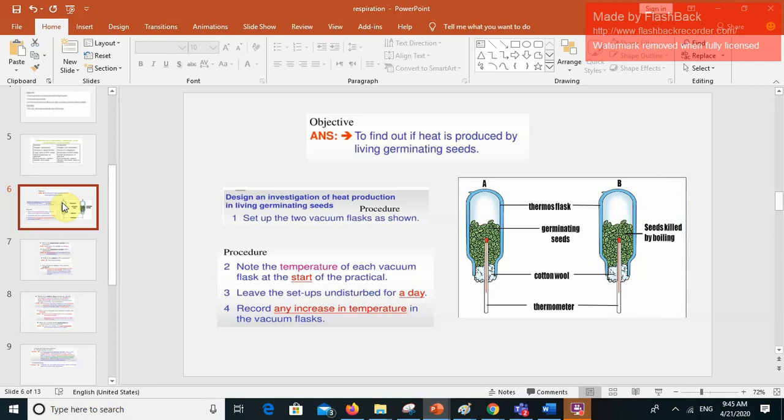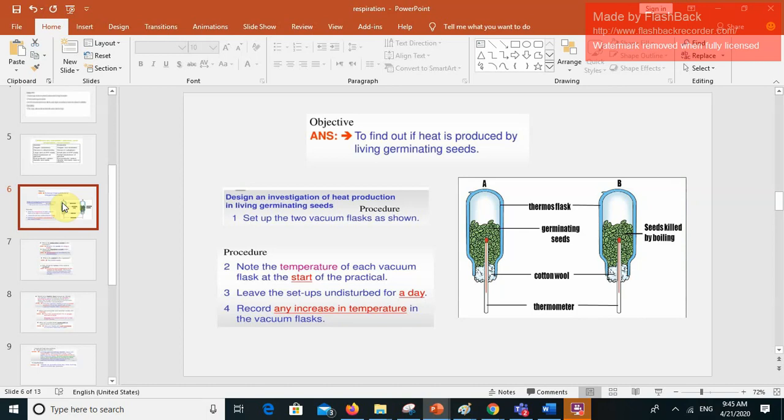Okay, today we are going to continue investigations about respiration. Yesterday we stopped at this investigation. I described it in the previous video, and I said that living things respire, and we proved that respiration produces heat by observing the increase in temperature.